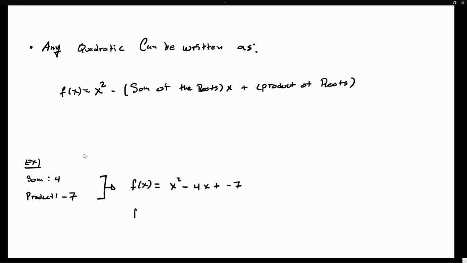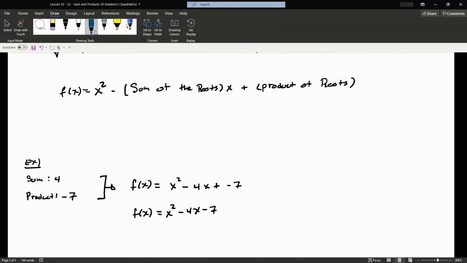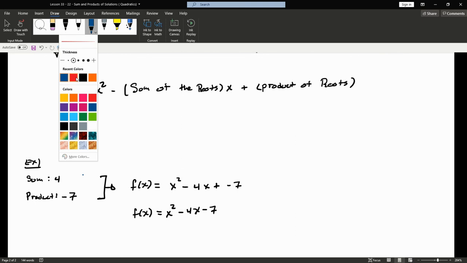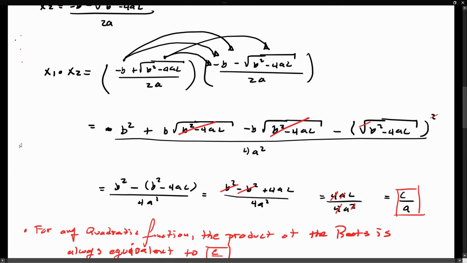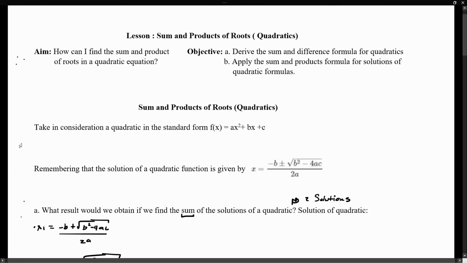So let's just rewrite it. I know that this quadratic that we do have here, if I were to define those solutions, and if I would have added those solutions, it will be equivalent to 4. And if I were to multiply the solutions for this equation, that would have been equivalent to negative 7. And with this, it concludes our lesson for the sum and product of roots for any quadratic function.